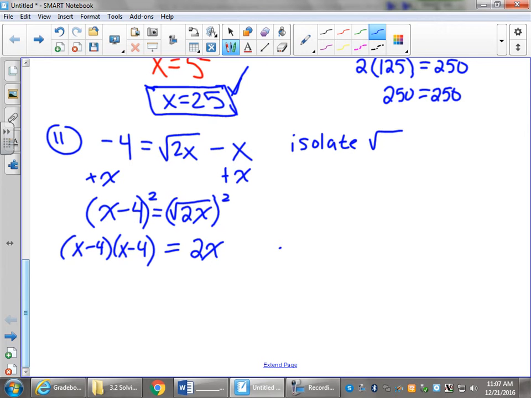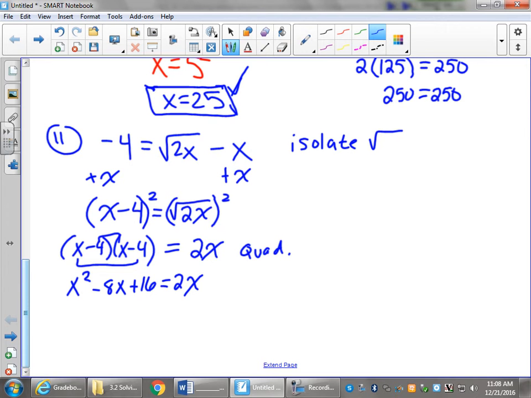And this is now going to end up turning into a quadratic. All right, quadratics are going to be popping up for the rest of this section and future sections as well. So let's go ahead and finish FOILing this out. We're going to get x squared. Let's combine our like terms in our head. You would get a negative 4x and another negative 4x. What does that become? Negative 8x plus 16 equals 2x.